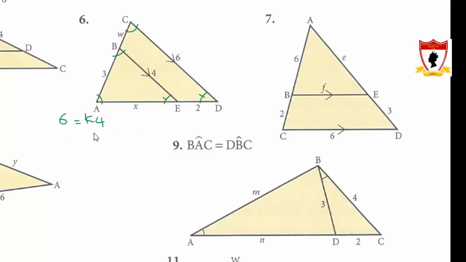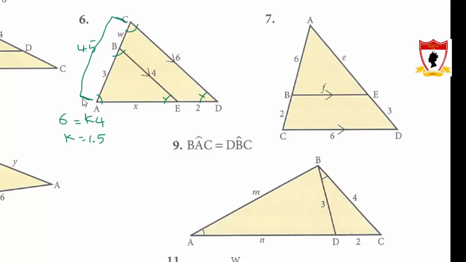6 is equal to k times 4, so 6 divided by 4 gives 1.5. k is 1.5. The scale between this smaller triangle and the bigger triangle is 1.5. Then this side is 3. This is a side of the smaller triangle. To get the side of the larger triangle, starting from here all the way to there, we are going to multiply the 3 by the k, which is 1.5. 3 times 1.5 is equal to 4.5. So this side of the bigger triangle is 4.5.